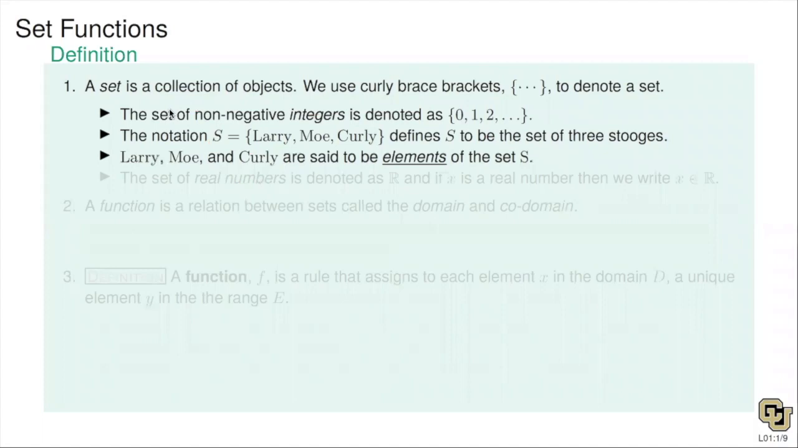Larry, Mo, and Curly are said to be elements of this set. You see Larry appearing in the set S, Mo appearing in set S, and Curly are said to be elements of the set S. A set is made up of objects. Each of these objects is called an element of the set.